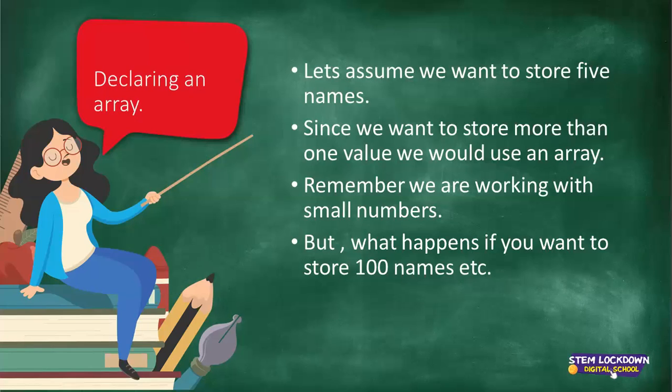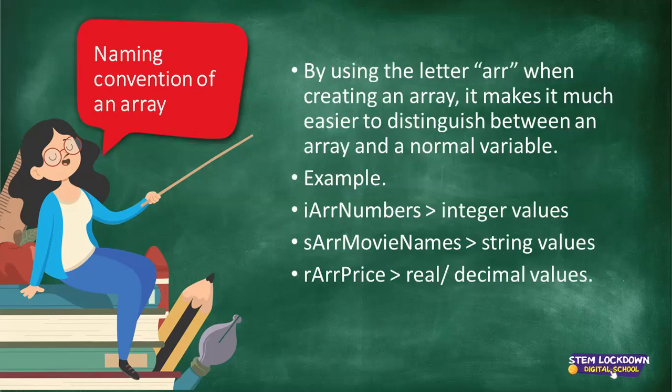What happens if you want to store 100 names? What happens if you want to store 1,000 names? So do you see the purpose of an array? And do you see why the variable is obviously limited in that sense? So please note that we are using an array, and obviously it is using positioning as a guide to store multiple values. So we go ahead and talk about the naming convention of an array.